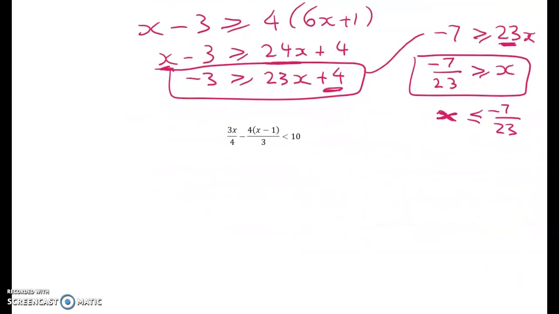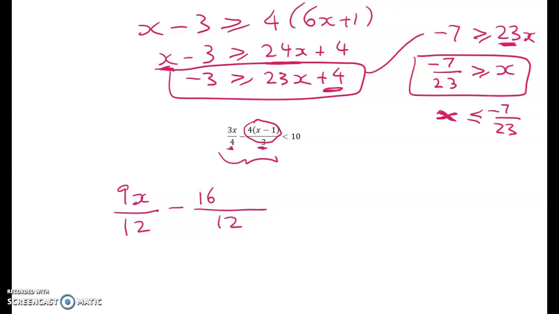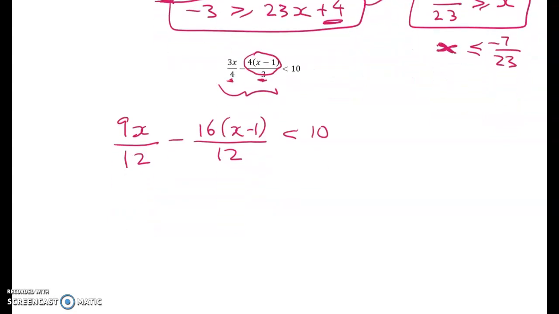Okay, last one. I need to get a common denominator on the left-hand side, and it's going to be 12. So multiplying both sides by 3 gives me 9x by 3 over 3 minus, what do I have to do here? Well, I've timesed the 3 by 4. So I have to multiply this by 4. So it's going to be minus 16 times x minus 1 is less than 10.